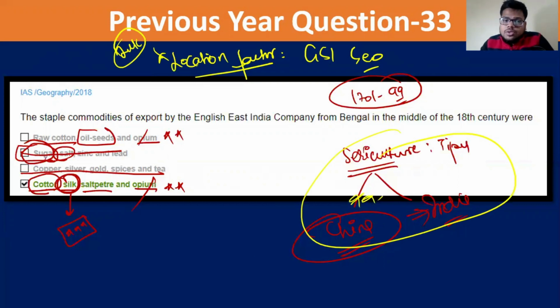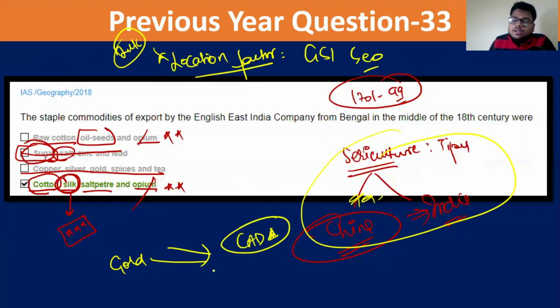Okay? So silk is such a precious commodity, and that is why it's being transferred. For example, when you read in your economy that gold, we import such a lot of gold, and that is why our current account deficit is so high, isn't it? From Switzerland especially, and the Gulf countries. So these are the reasons.